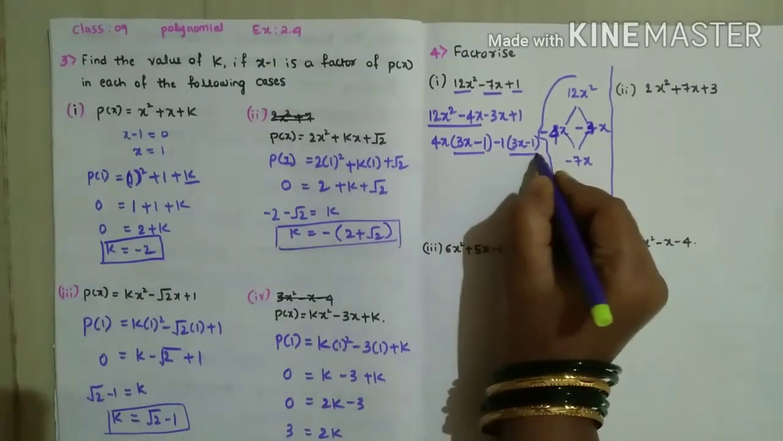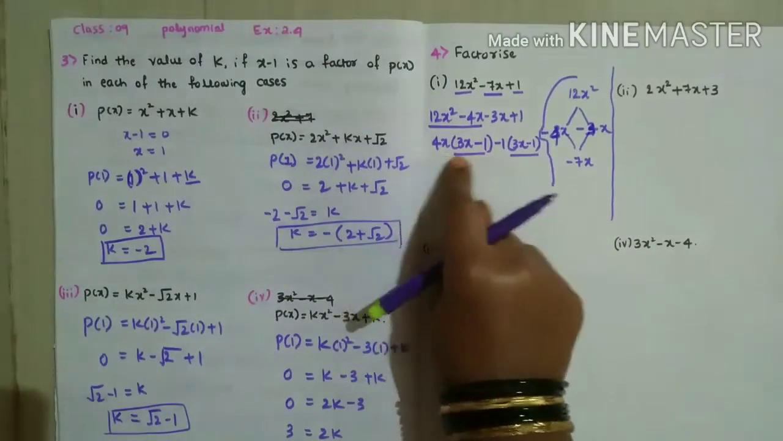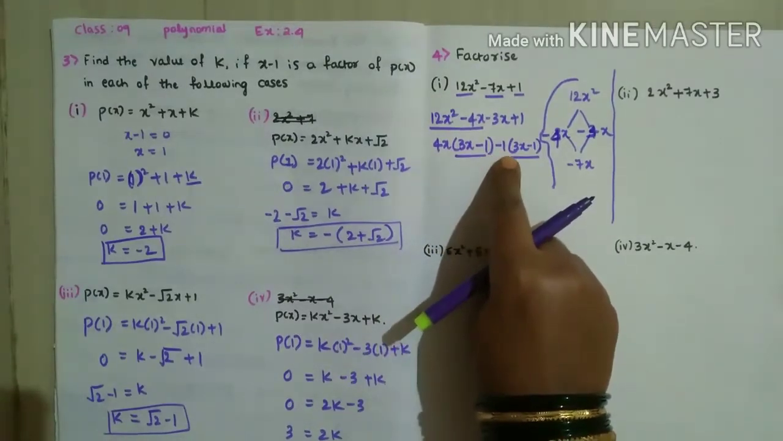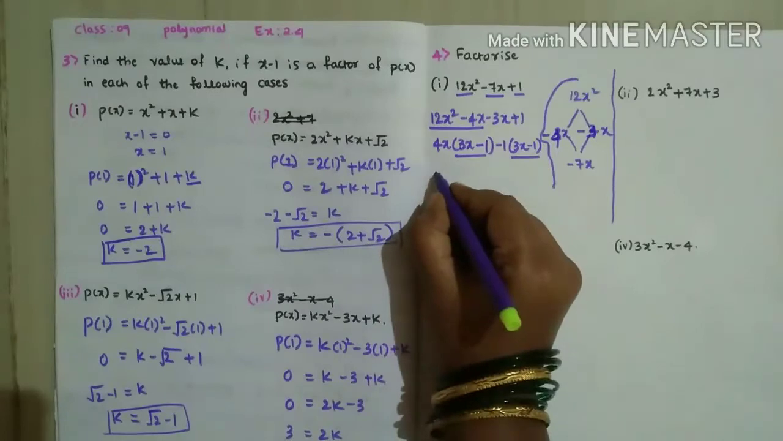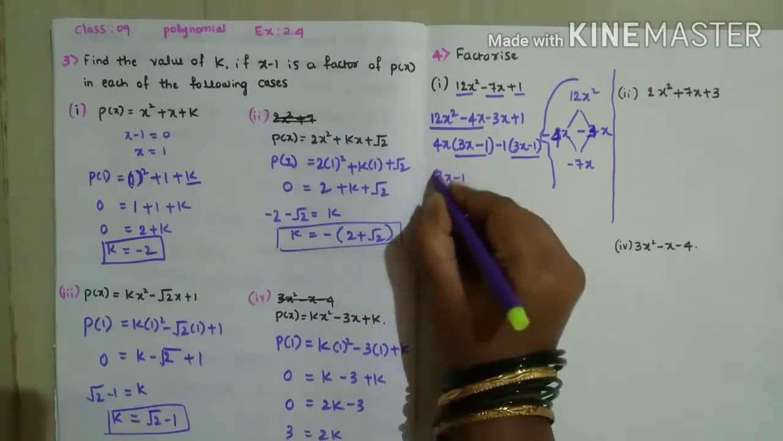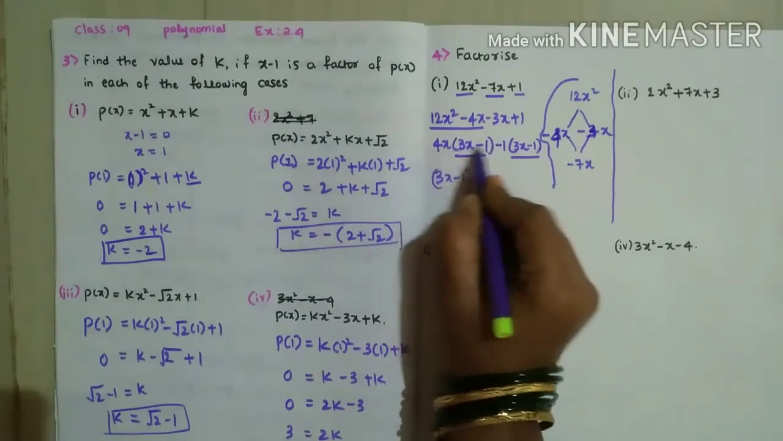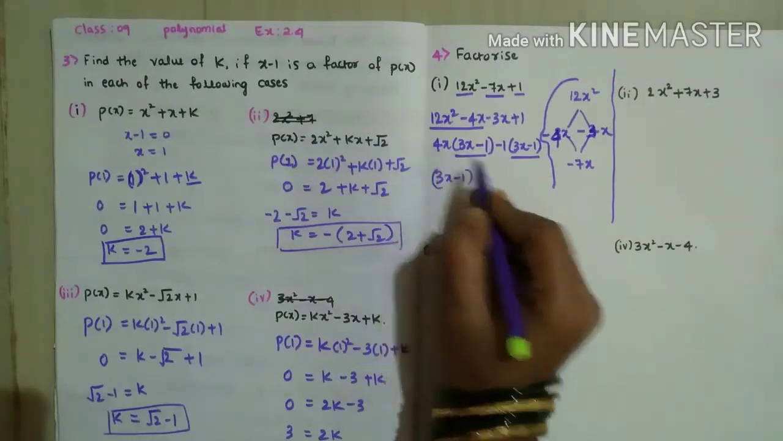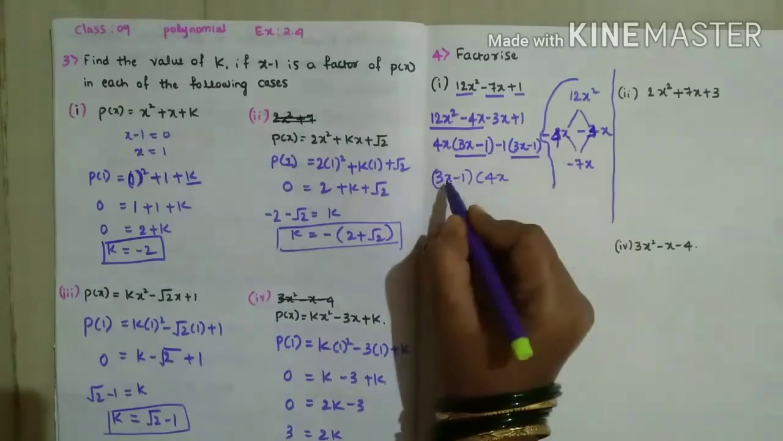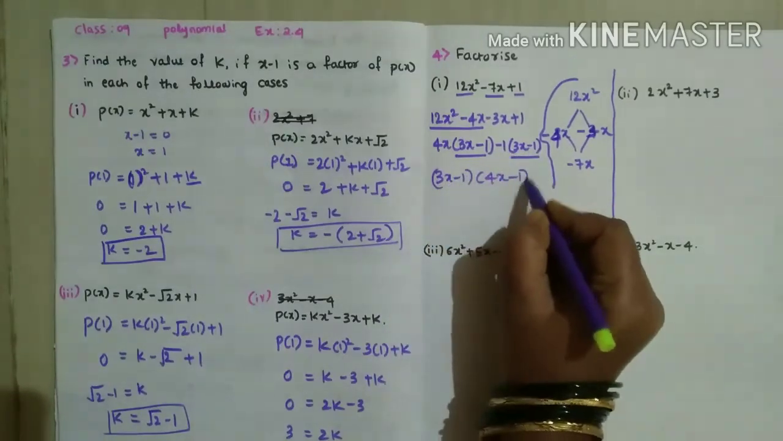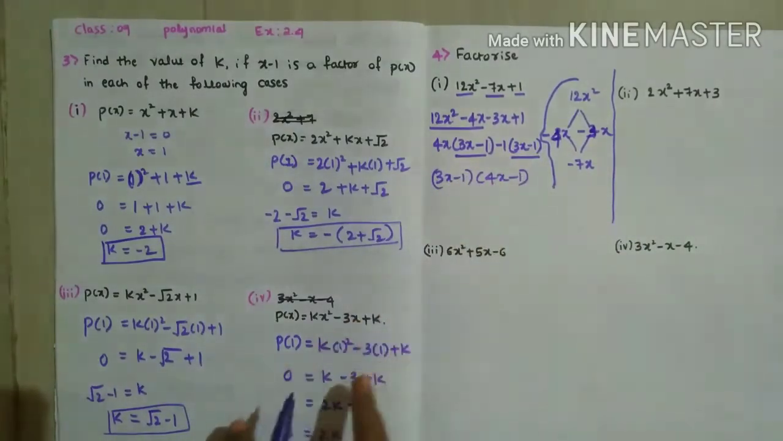Now 3x minus 1, here also 3x minus 1 is there. This is one group now: 4x into 3x minus 1 is one group, minus 1 into 3x minus 1. So 3x minus 1, I take out. In this group, 3x minus 1 taken out, what remains? 4x remains. In the other group, minus 1 into 3x minus 1, taking 3x minus 1 out, minus 1 remains. Like this we have to factorize it.